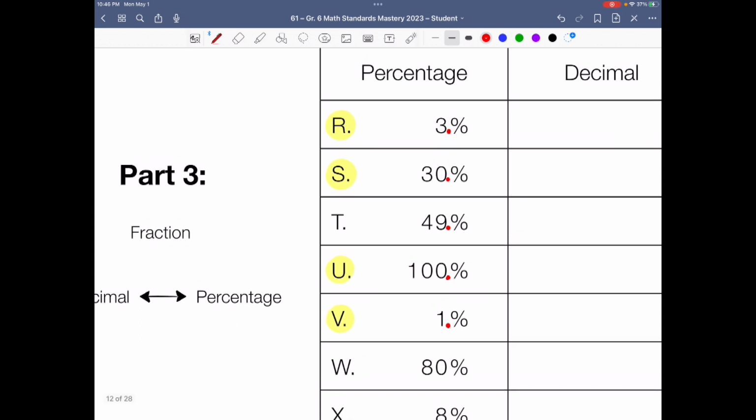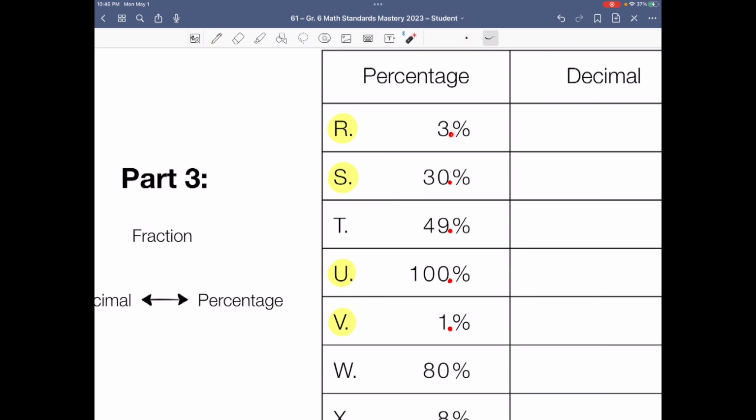Just like that. And now just move this decimal point 2 places to the left, away from the percent symbol. And notice that you should write a leading 0 here so that you can make your move more easily. 1, 2, that's where your decimal goes, add a leading 0. So we have 0.03.